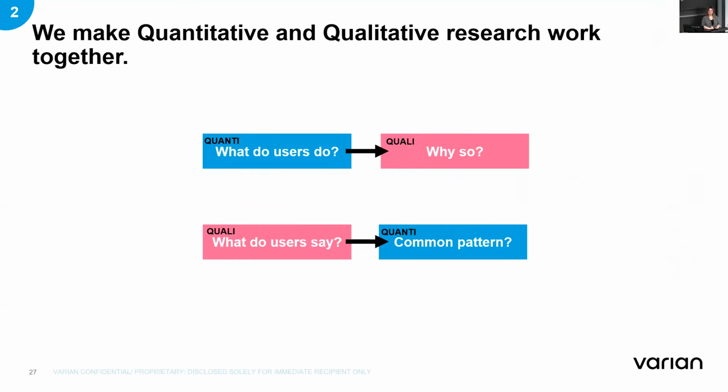Secondly, we don't only do data analysis now, we keep the qualitative research work and we make those two work together. And it goes both ways. Firstly, we are, for example, able to go from what the users do, and then analyze why they do so by using qualitative research.